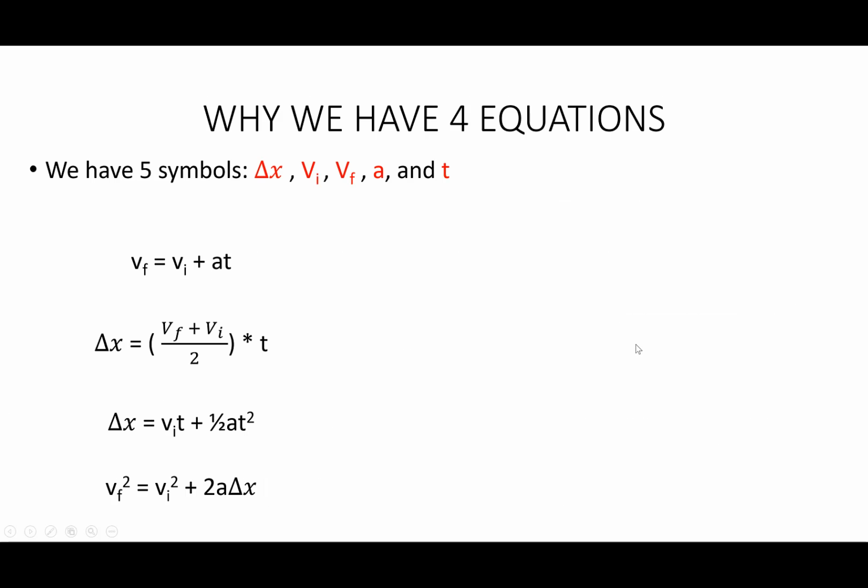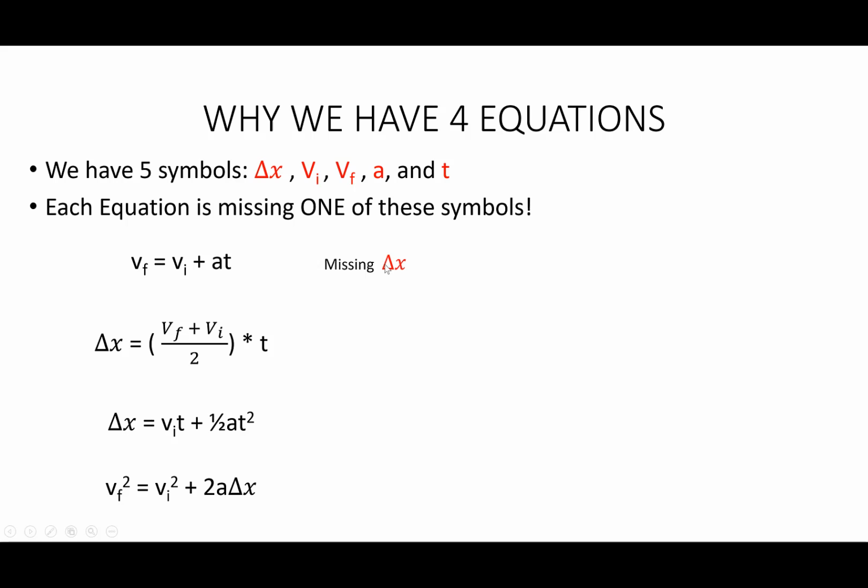So here's why we have 4 equations. We have 5 symbols, right? Delta x, vi, vf, a, and t. This is sort of looking forward to how we're going to use them too. Notice that this one is missing a delta x. Delta x doesn't appear anywhere in here. a is nowhere in this equation. v final is nowhere in here, and similarly, time is nowhere in here. We have one equation for each missing symbol.